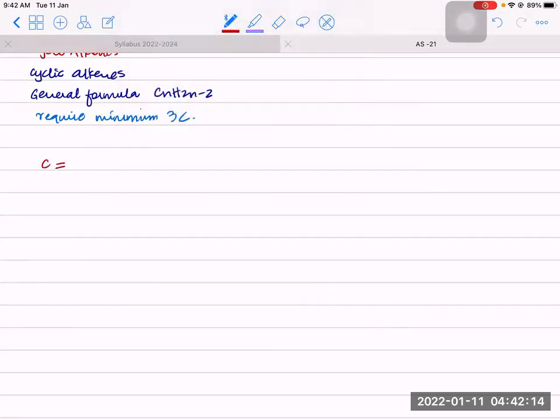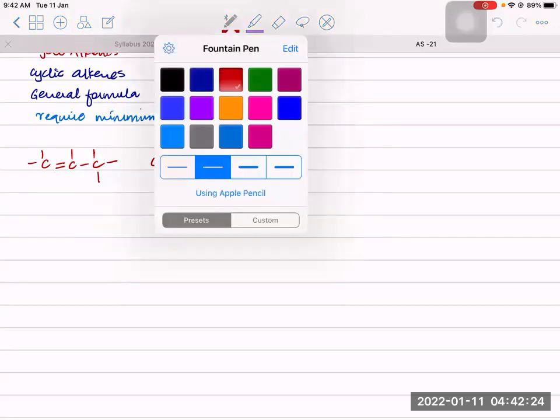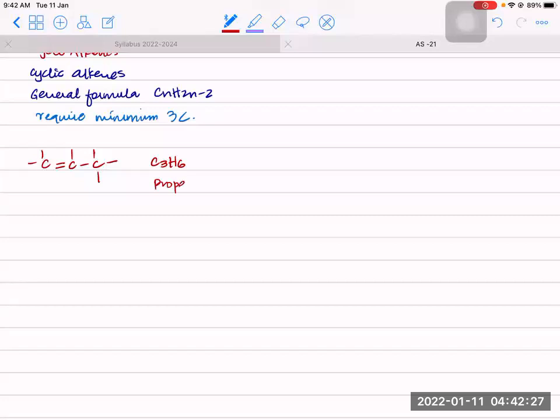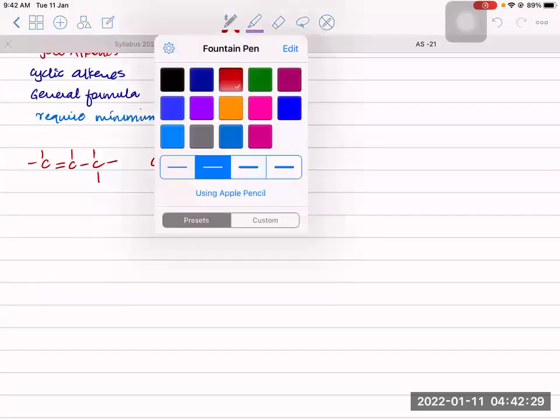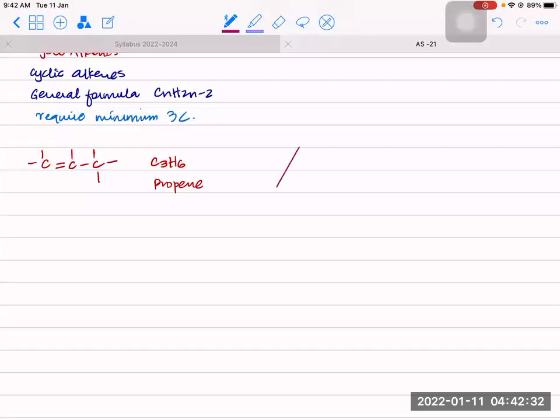So let's see. You have a 3 carbon alkene. This is propene, C3H6. Now you have a minimum of 3 carbons, which will make a cyclic alkene. Between any 2 carbons, you can show a double bond. Either this or this or this, it doesn't matter.